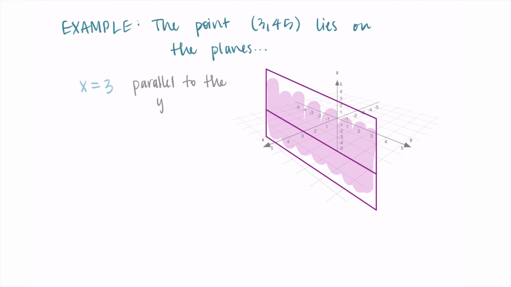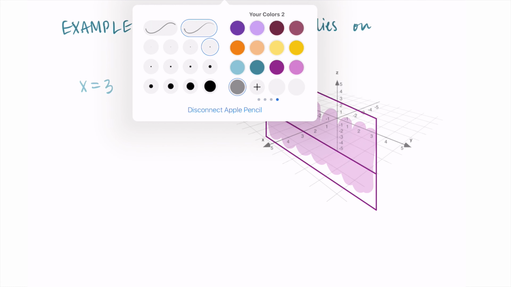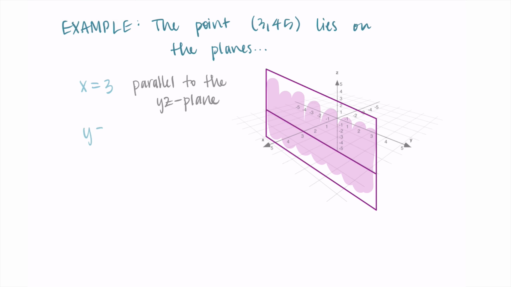So this is just to help you get oriented. We're just thinking this plane here, we've kind of taken the YZ plane and moved it along the x-axis until we're at x equals 3. Okay, I'm going to repeat this process for the other parts. So we could also have y equals 4 and z equals 5.